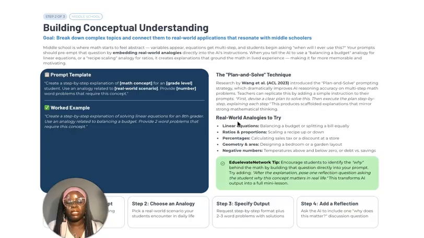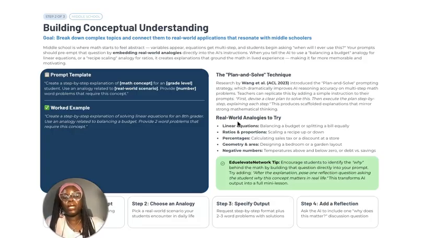So this time the math concept of the topic is solving linear equations, and the grade is 8th grade. And use an analogy related to balancing a budget. Provide 2 word problems that require this concept. And again, when you're giving the word problems, you can also use Bloom's taxonomy, have extension tasks for kids who are high achievers, so the gifted and talented, and also have those that are below grade level. I mean, you want to make sure that each kid, you meet them where they are.